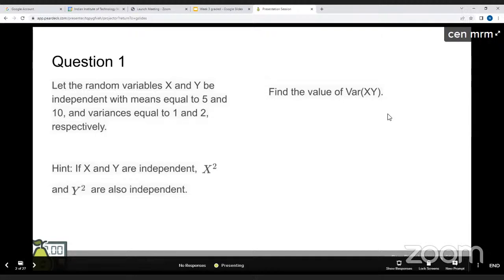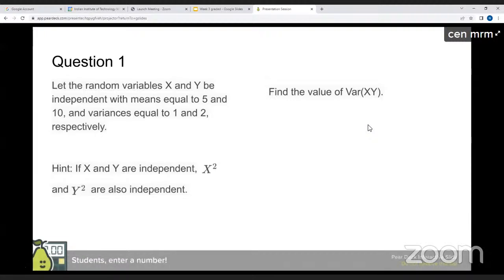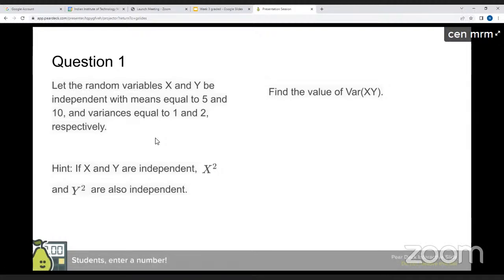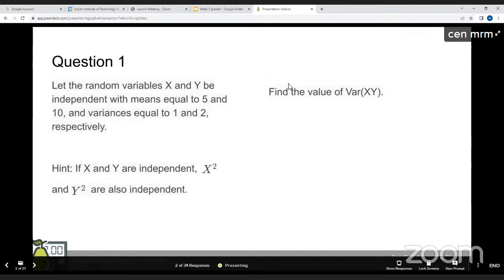So one hint has been given to you in the problem that says if x and y are independent, x square and y square are also independent. So just assume this fact that if it is given that your random variables x and y are independent, then x square and y square are also independent. Assume this fact and use this fact to solve this problem to calculate the variance of x times y.